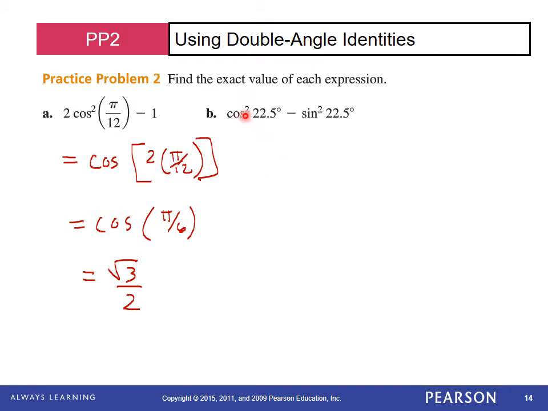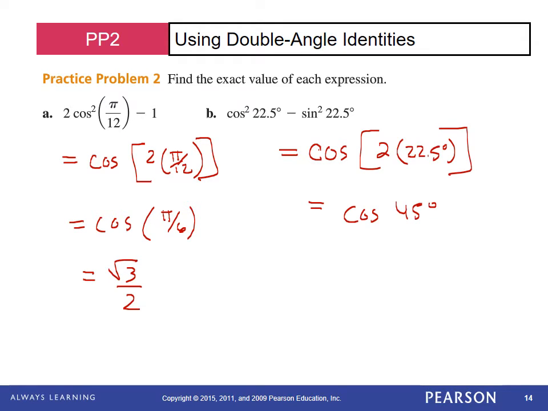So this one here, cosine squared of an angle minus sine squared of an angle. That is also the double angle formula for cosine, is that right? So doubling of 22.5. So it kind of looks like this here, cosine of 2 times 22.5. And if that's the case, that will really just be cosine of 45 degrees. And we know that cosine of 45 degrees is root 2 over 2.